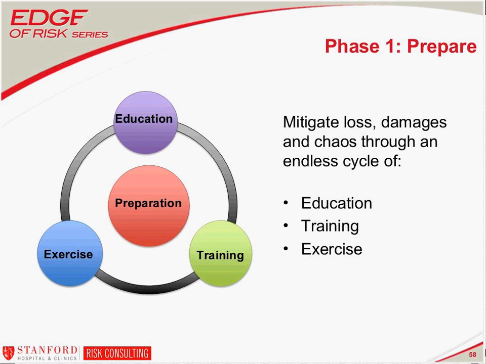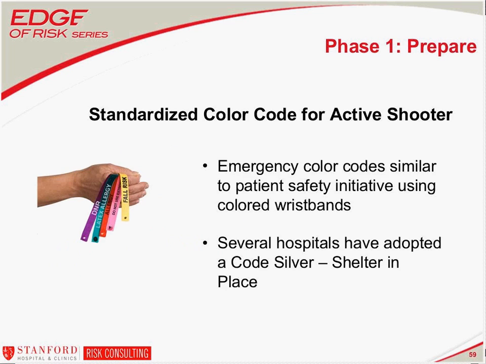As a start, all staff, particularly clinical staff, will need to be educated on the risk of the active shooter and what to do to protect themselves and their patients in such an event. The first phase in emergency management is to prepare. Let's consider what your organization can do. Similar to the Patient Safety Initiative of color-coded wristbands, many hospitals have adopted color coding for emergencies. For the most part, color codes for fire, infant abduction, and medical emergency are standardized.